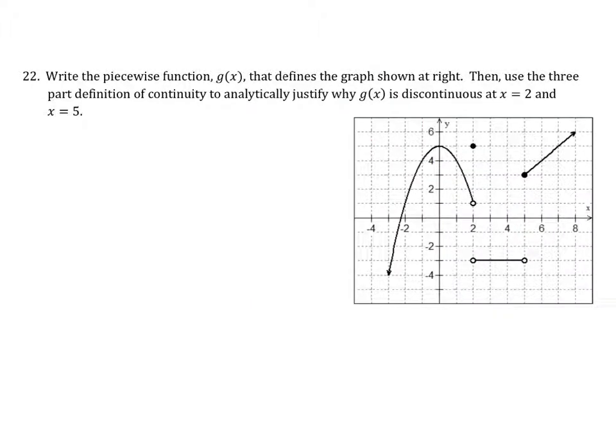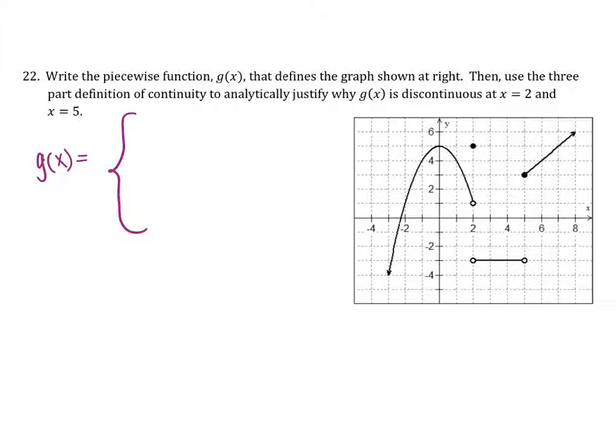Okay, so for this problem, they want us to write a piecewise function to represent everything on the right here. And then we have to use the 3-part definition of continuity to analytically justify why g of x is discontinuous at 2 and at 5. We can look at the graph and tell that, but we have to use some algebra to justify it. So starting off, let's go ahead and try to do our piecewise function, as this would be a good review for us.